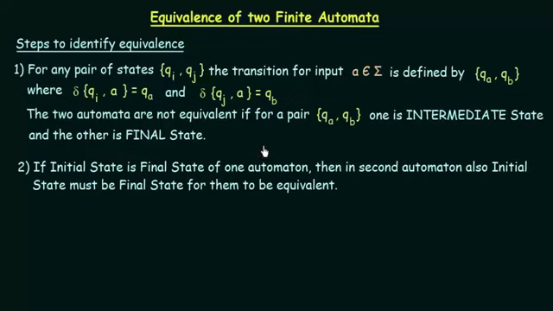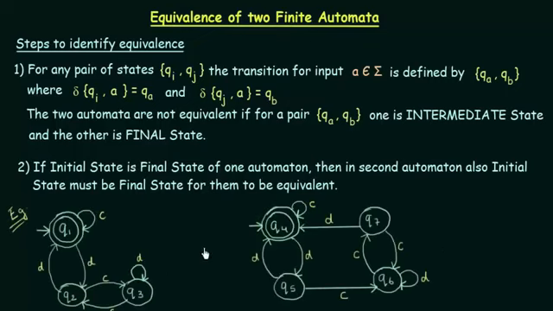This will become clearer when we take an example. The second step says that if the initial state is a final state in one automaton, then in the second automaton also the initial state must be a final state for them to be equivalent. That means in the first automaton, if its initial state and final state are the same state, then even in the second automaton, its initial state and final state should be the same for them to be equivalent. Otherwise, they will not be equivalent. So let us take a simple example to understand this in a better way.